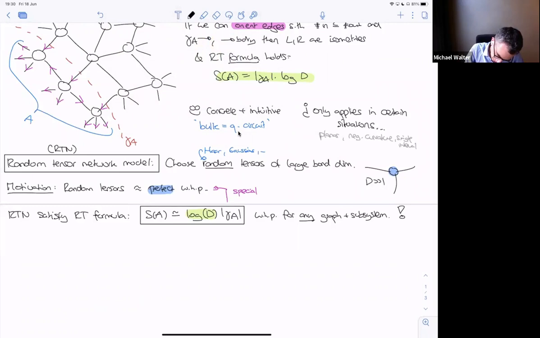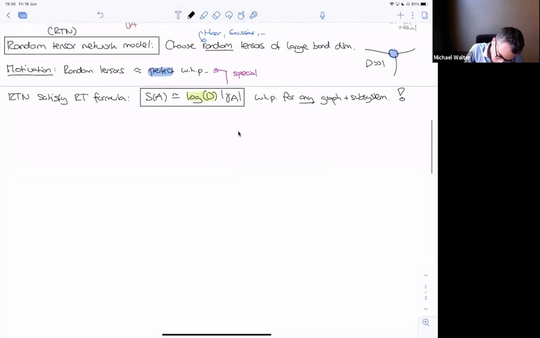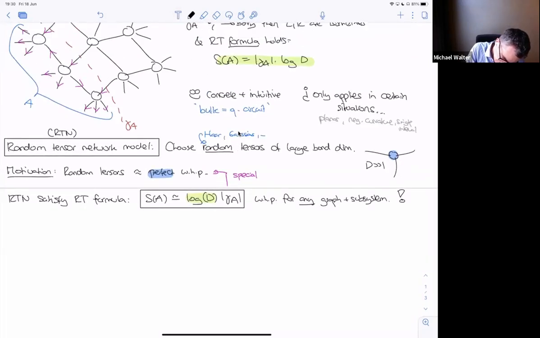All right, now maybe I want to talk a little bit about why this is true. So why, in a random tensor network state, the RT formula is approximately true.